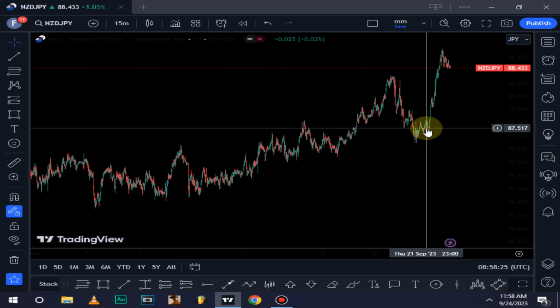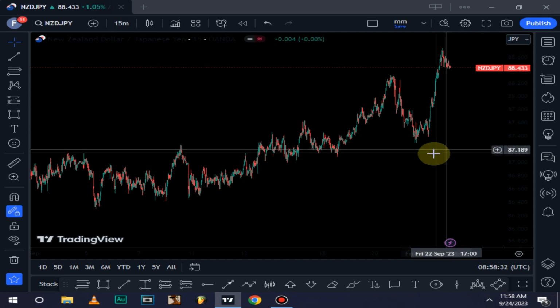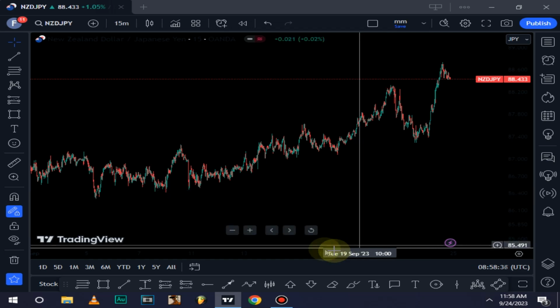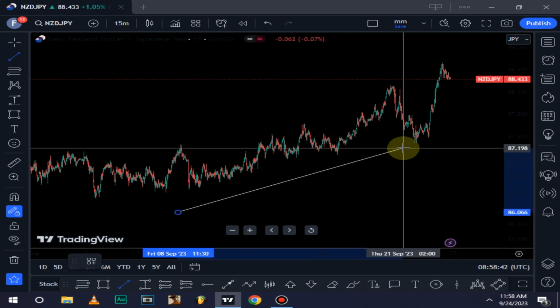You don't need to go to the higher time frame and understand what the market is doing. All we are going to do is strictly stick to the 15 and maybe the 1 minute and take our entries over there. So I will begin with this one over here.